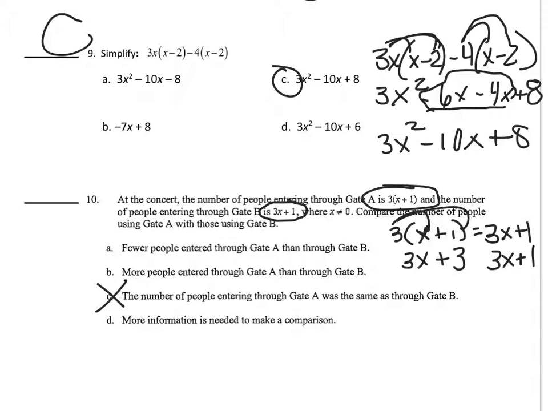Well, which one would result in more people? And remember, this one here represents gate A. This one here represents gate B. No matter what number you plug in for x, isn't this one going to yield more people because you're taking 3x and adding 3, where gate B is taking 3x and only adding 1? So comparing the two expressions, you see that more people enter through gate A than through gate B.